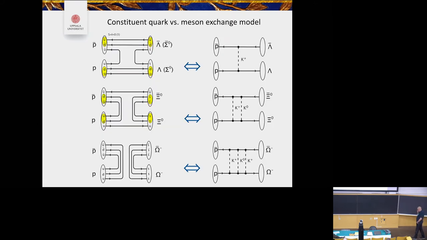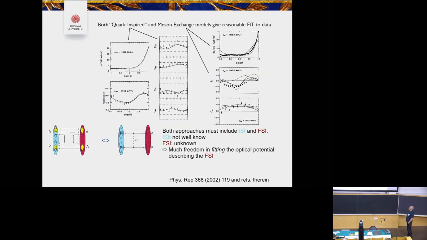Now, how do we understand that? Well, there was a lot of theory effort during the time of LEAR because data was produced. Primarily, they were based on a constituent quark model, lined up here at the left, or meson exchange models, where you exchange one K for each unit of strangeness. And these models were quite successful in describing the data. Here are examples for this quark-inspired model: differential cross-section, polarization, and spin correlation. And these are meson exchange models, which also give a decent description.